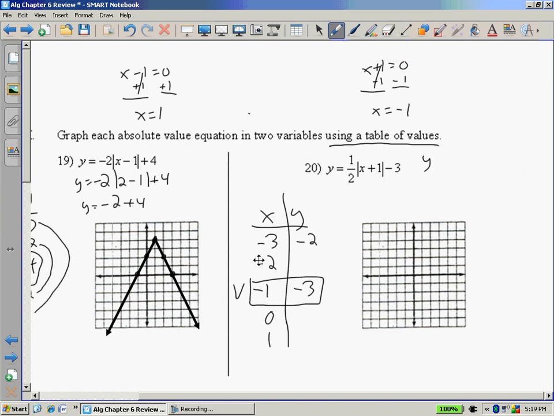Let's plug in -2. So -2 plus 1 is -1. The absolute value of -1 is 1. Now half of 1 is 1/2. Minus 3 is negative 2 and 1/2.